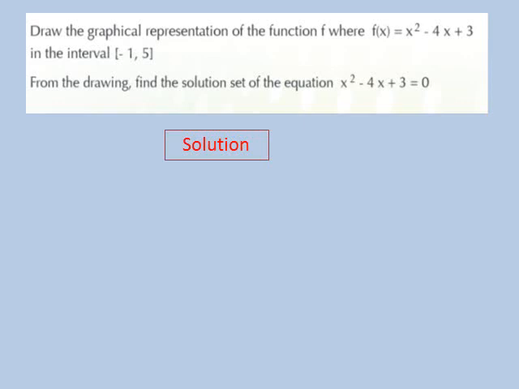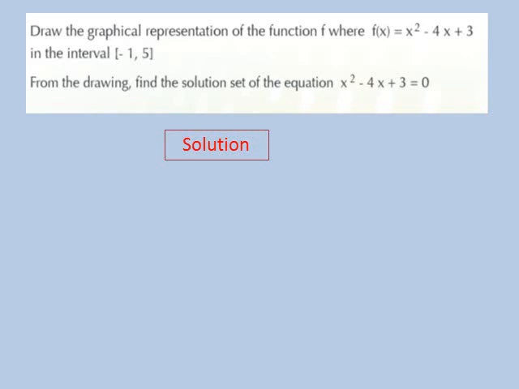We will open our calculator and select the menu button. You will find number 7, which is called table. We will choose table. The function f of x will appear. Then you will write x power 2 minus 4x plus 3. Then press equal.